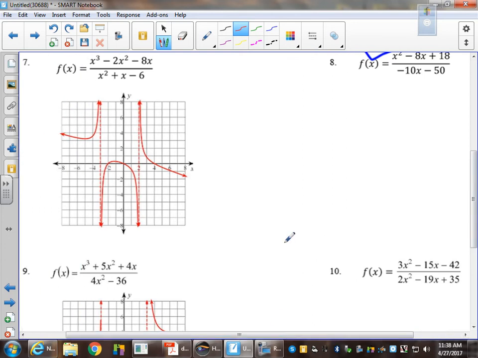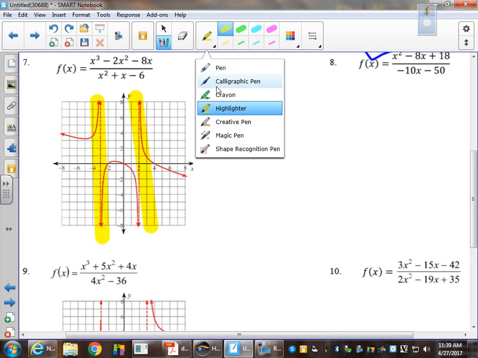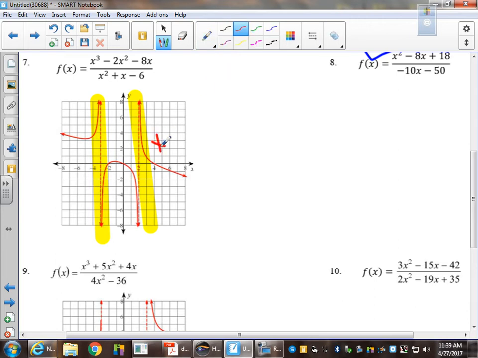All right, since this is pretty repetitive, I'm just going to continue walking through. Again, highlight our asymptotes. Label our asymptotes: x equals 2, x equals negative 3. Set our denominator equal to 0.